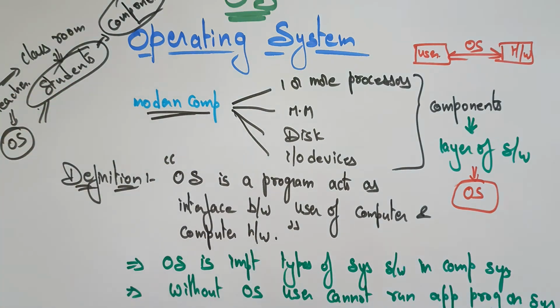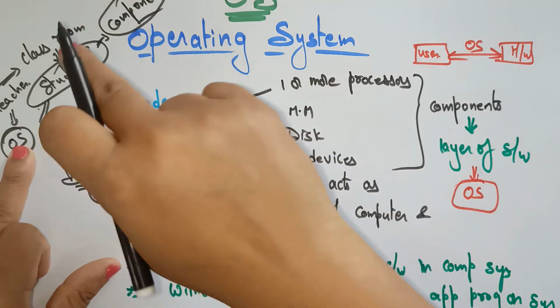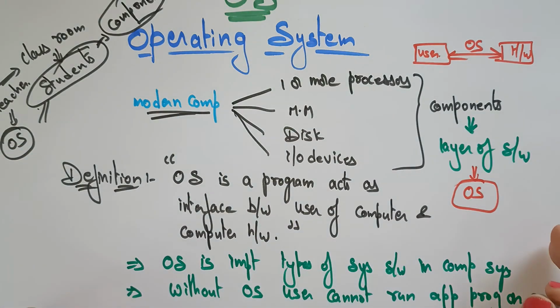So the teacher is assigning work to the students, controlling the class, and monitoring the class, so that this class is maintained in a systematic, disciplined manner. If the teacher is not there, students will behave however they like, and there will be disturbance. So someone has to control the students. Here the teacher is playing a vital role. So the teacher you can call an operating system, and the students you can call components.